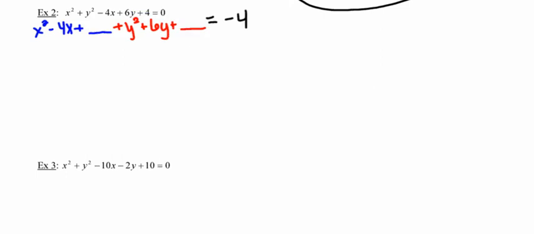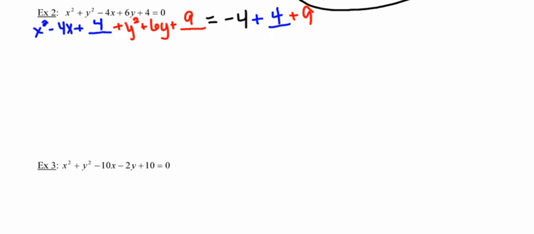My next step is going to be to complete the square. So half of 4 is 2. When I square it, I get 4. And that's the number that I'm going to add in the blue blank on both sides. Half of 6 is 3. I'm going to square it to get 9, and I'm going to add that number to both sides of my equation.